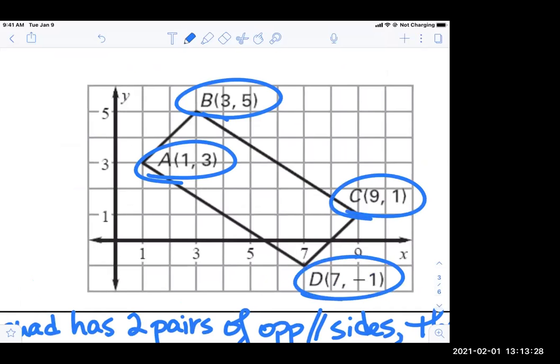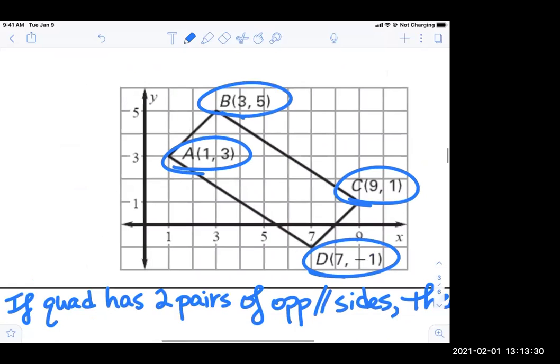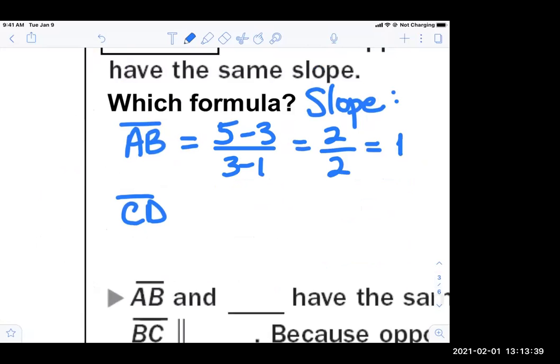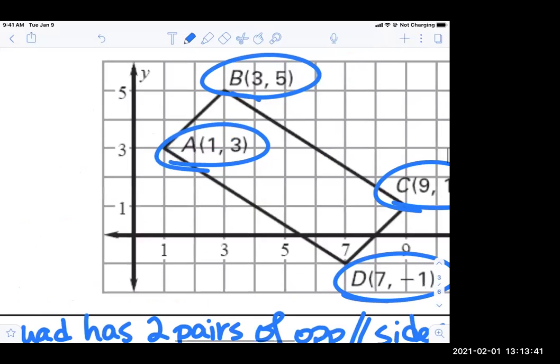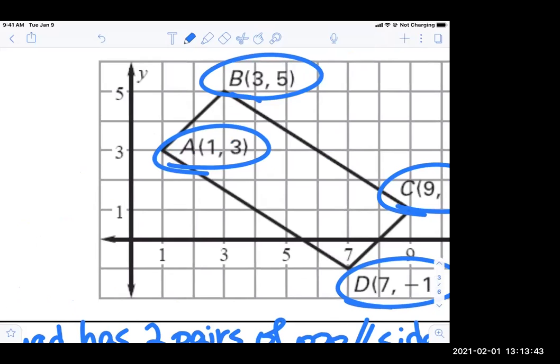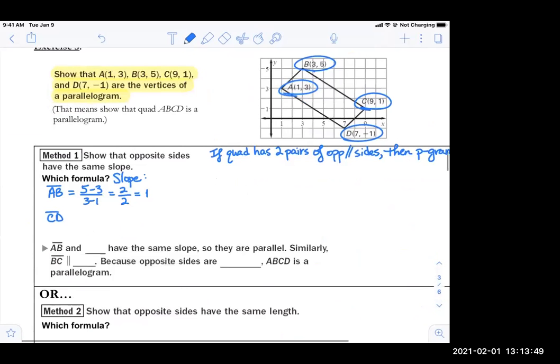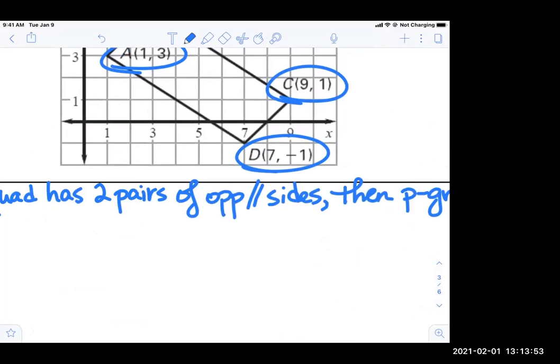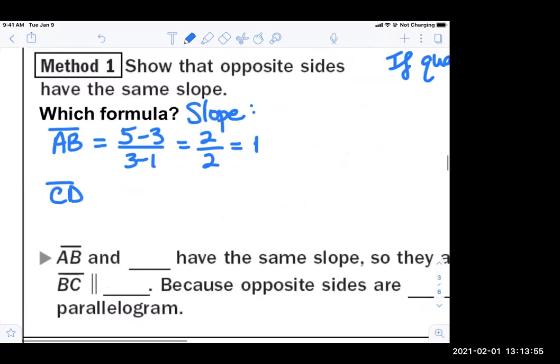Okay, so AB is going to be 5 minus 3 over 3 minus 1. So that's 2 over 2, slope of 1. It should make sense with our picture here. Again, you won't always be given a nice picture like that, but you could tell that slope should be up 1 over 1. So positive 1 seems right. Okay, and then CD, change in y is 1 plus 1 over 9 minus 7.